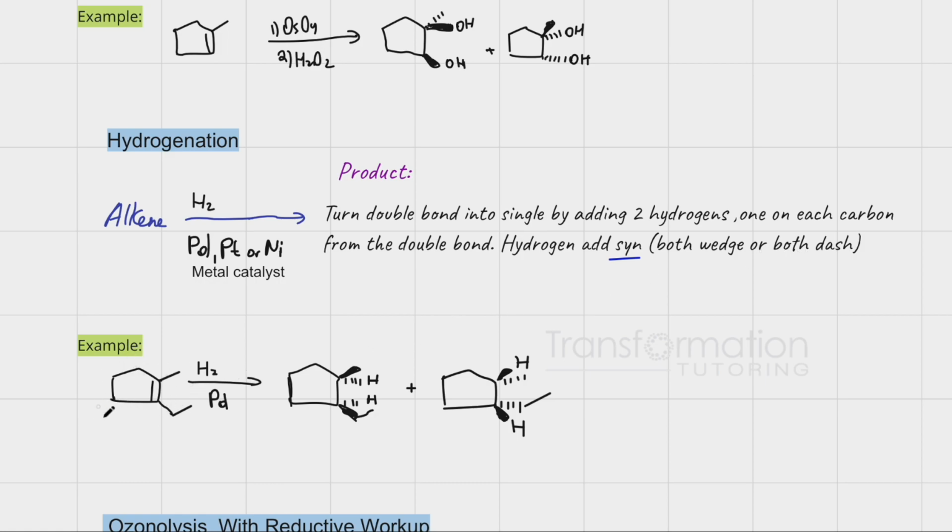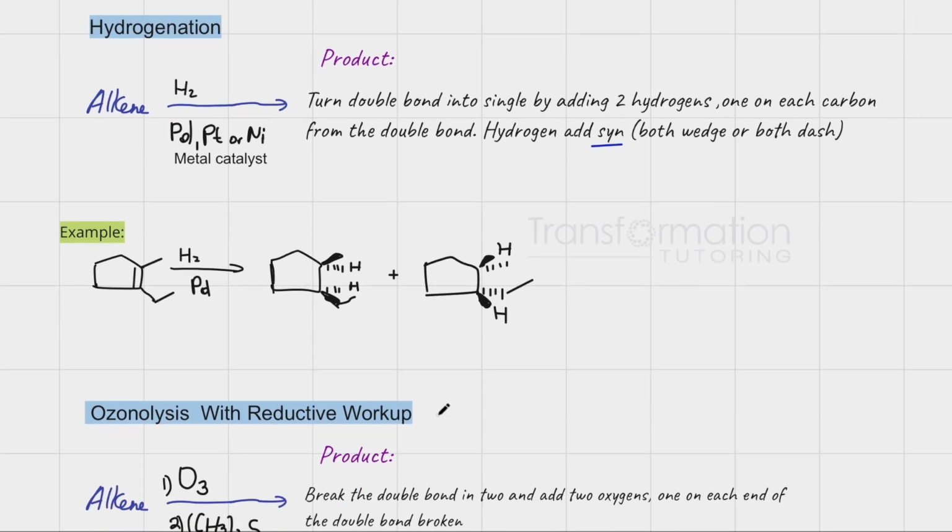So for example, I have my molecule here. This is my starting material. And I use H2, Pd. I'm going to turn double into single, and I'm going to add two hydrogens, one on each carbon from where the double bond was. And they will both be either dash here or wedge. So I would get, in this case, two products.